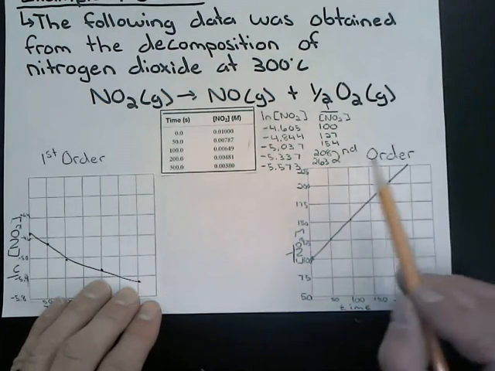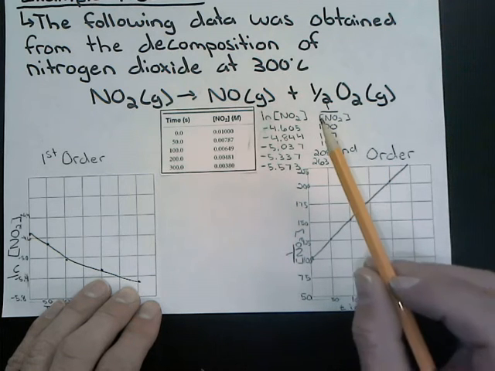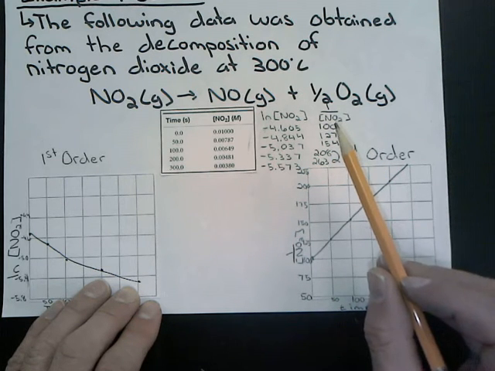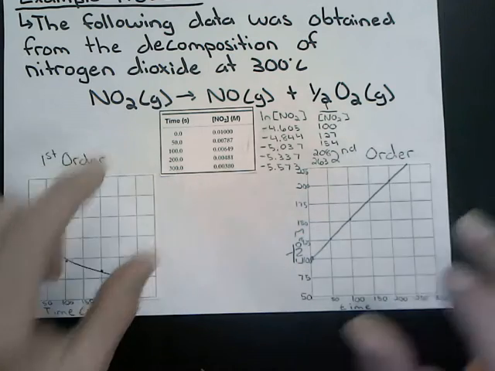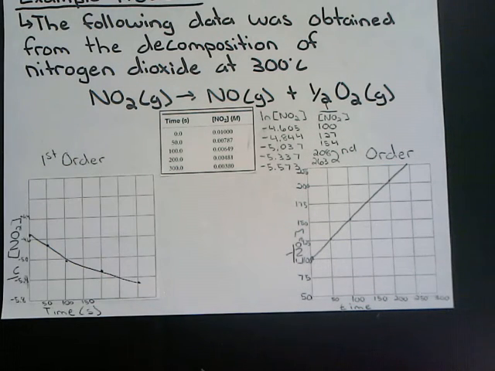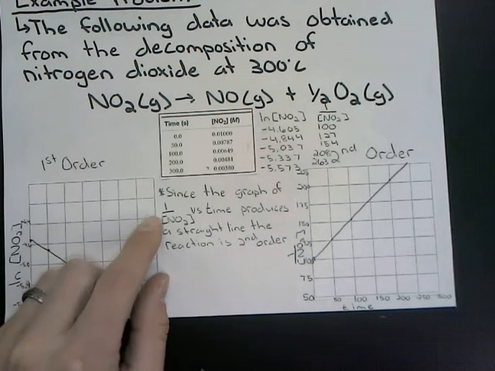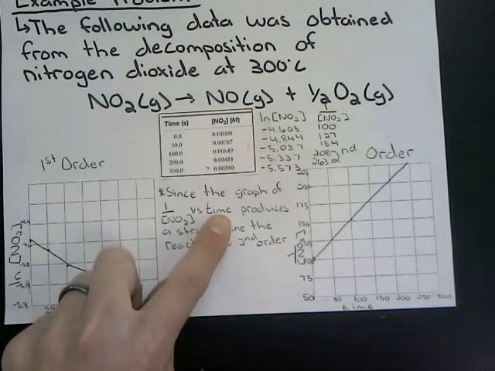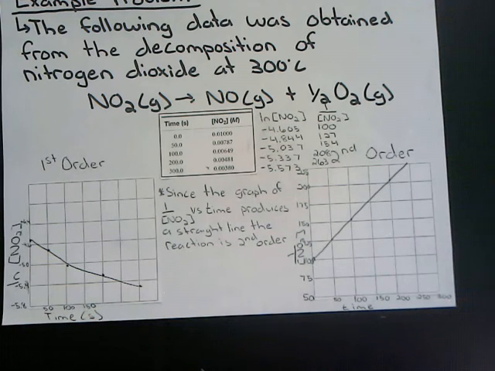But because this is a straight line, because the graph of 1 over the concentration of NO2 versus time is a straight line, this means our reaction here is second order. So let me pause and I'll write that down. All right, there we go. It's explained very well here. Since the graph of 1 over the concentration versus time is producing this straight line, it means the reaction is second order.